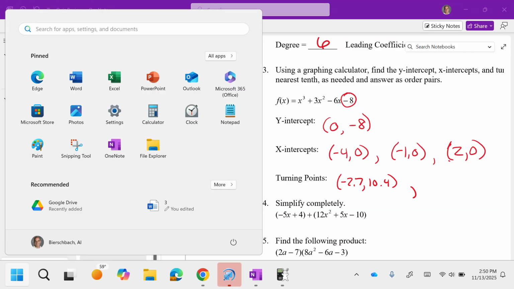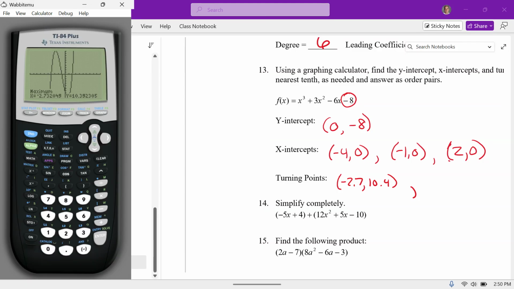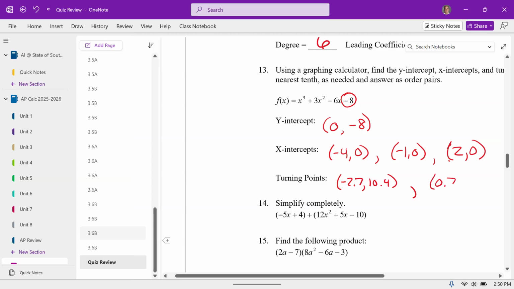The other turning point is second trace. That's going to be the minimum, number 3. Where am I? I don't see it. Oh, there I am. So I'm to the left of the turning point. Then I go to the right of the turning point, enter, and hit enter again. So my minimum occurs at 0.7 and negative 10.4. Those are my 2 turning points.